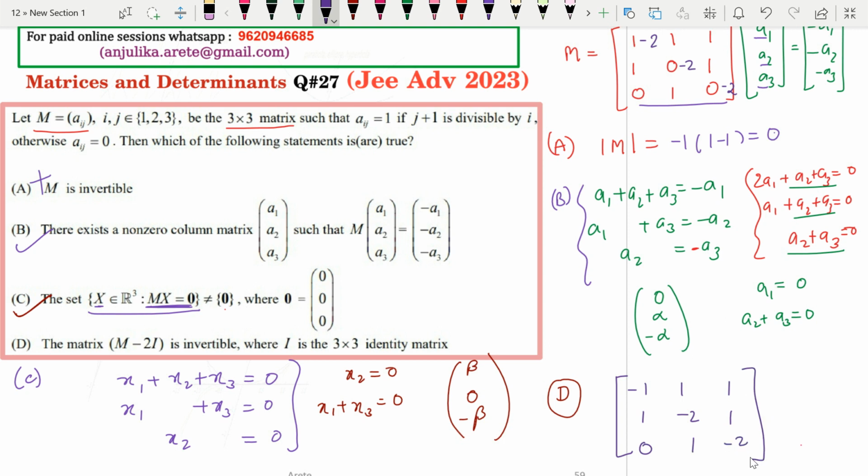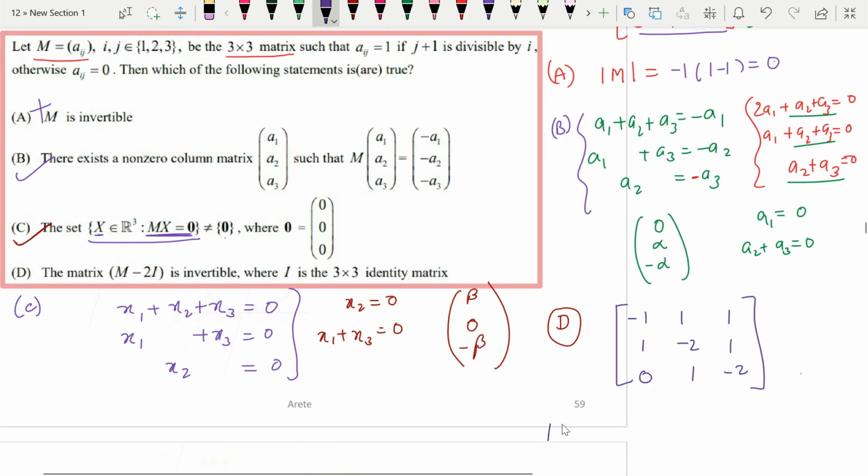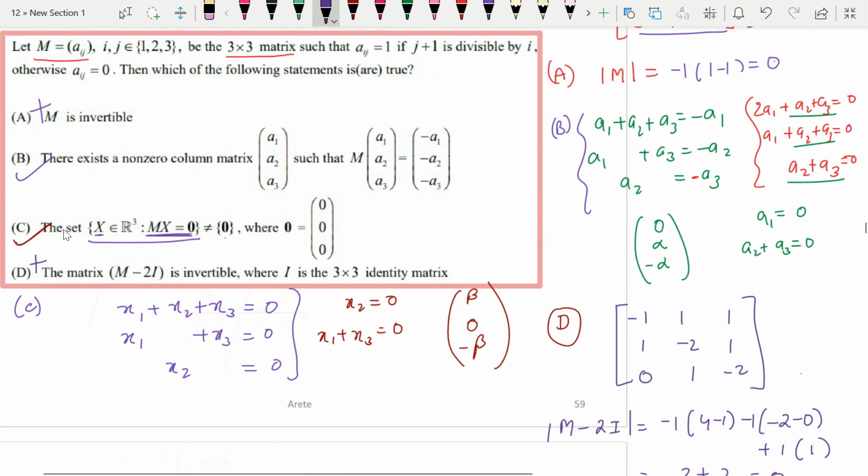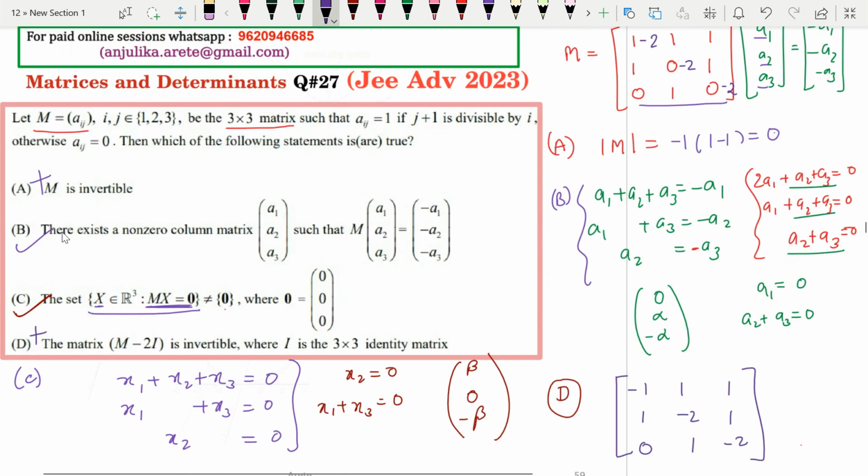Now can you get the determinant of this matrix? The determinant of M minus 2I is what? Negative 1 times 4 minus 1, then minus 1 times minus 2 minus 0, and then plus 1 times 1. So how much is that? You are getting minus 3, and then this is 2, 3. So you're getting it to be 0. 0 means not invertible. The last option says it is invertible, so this is not true. It is not invertible because the determinant is coming out to be 0. Not a difficult question, right? See you with another one.